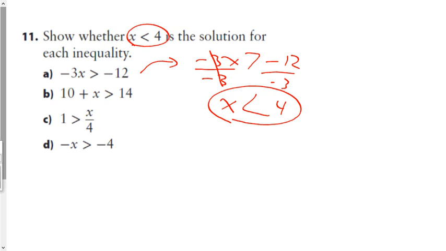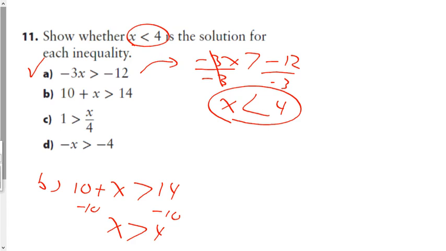Yes, it is. So any value of x less than 4 is your solution for the first one. For b, I'm going to subtract 10 from both sides. X is greater than 4. Is that the same solution? No, because my inequality sign is backwards. So no, that is not the correct solution for b.